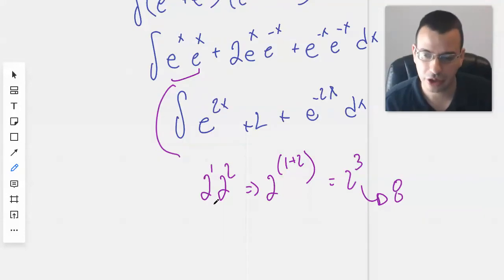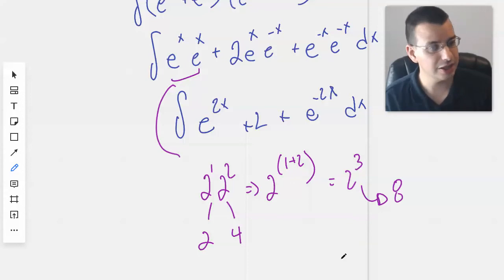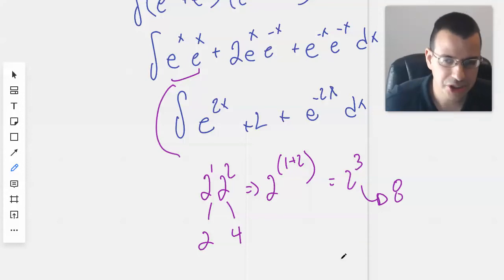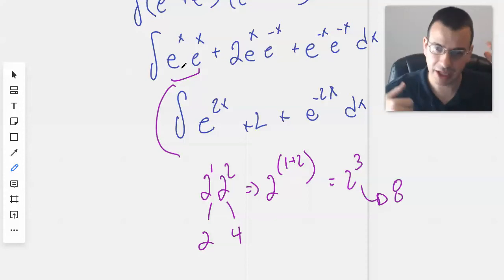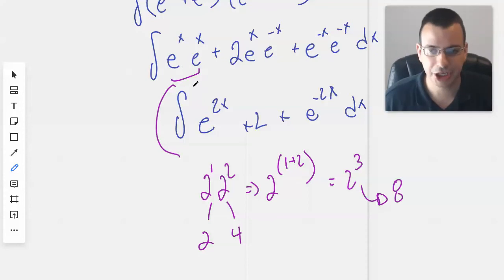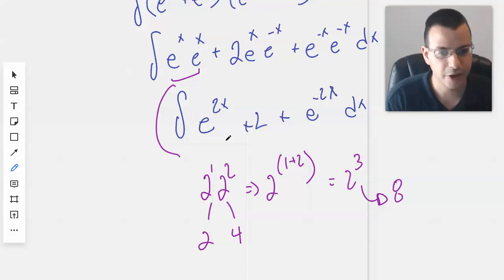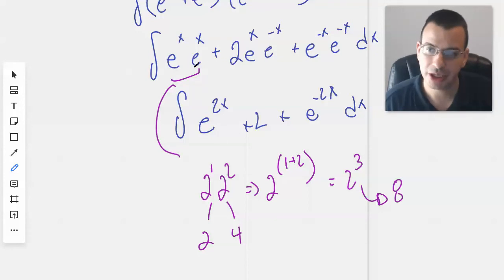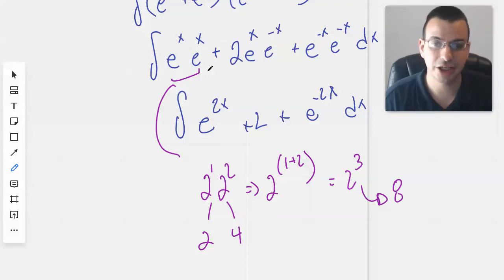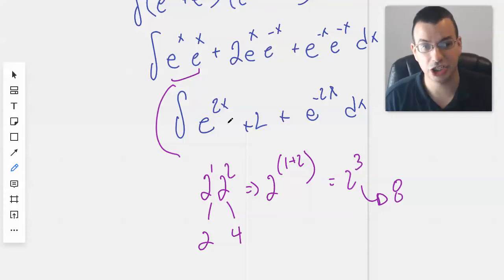And so we look at this, this is 2, this is 4. 2 times 4 is 8. So it seems reasonable that when you multiply a number to an exponent by the same number to an exponent, you can then add the exponents together. So this would be e to the x times e to the x, which is e to the x plus x, which is e to the 2x.